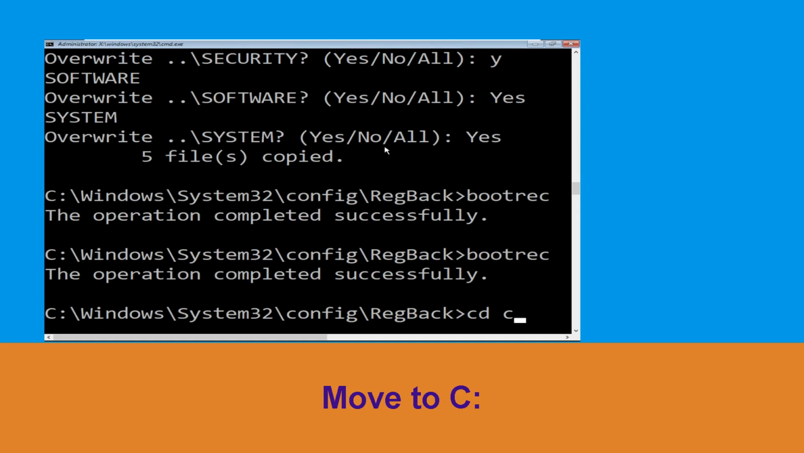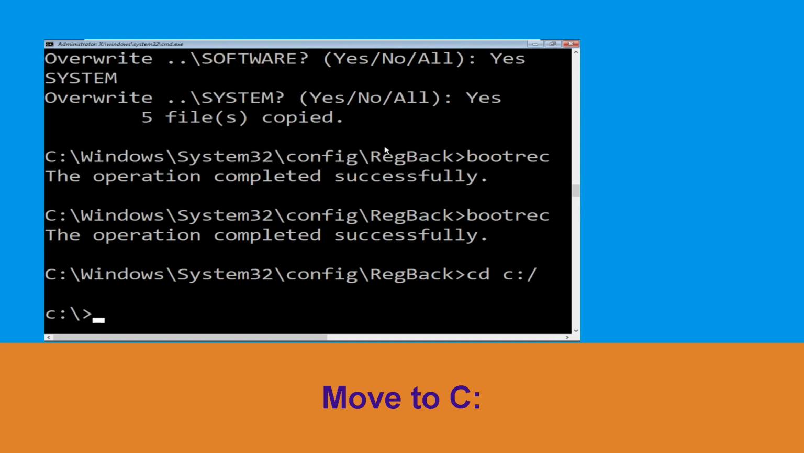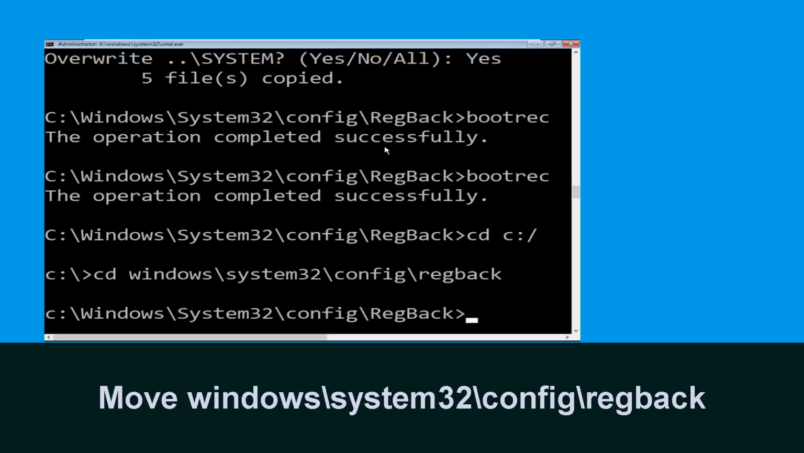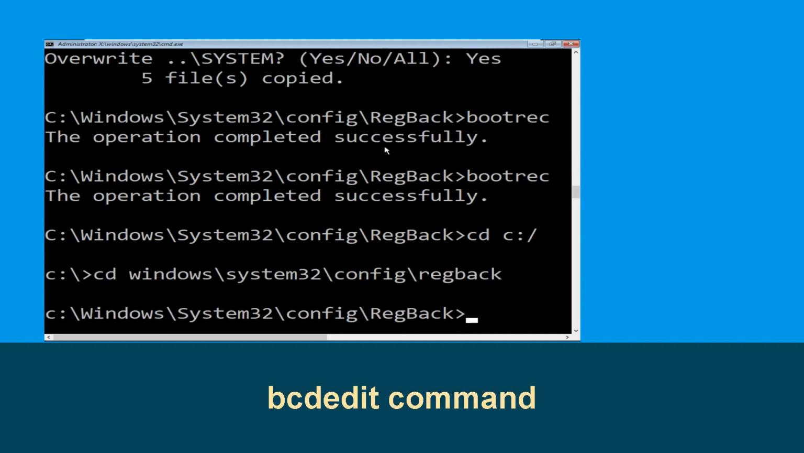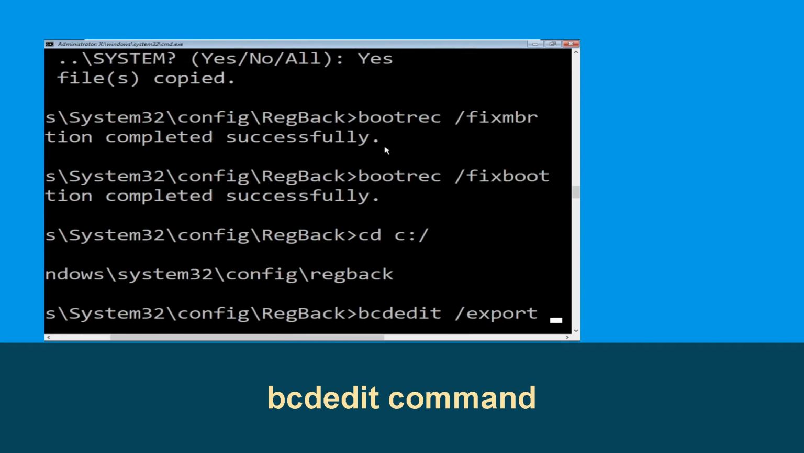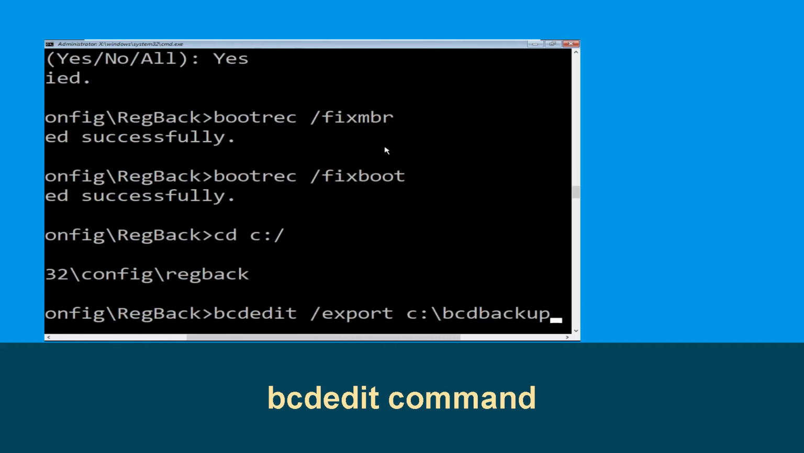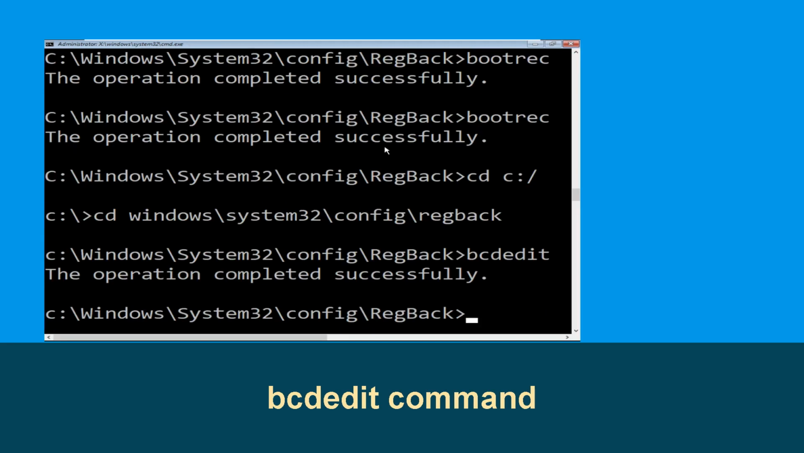Type cd space c: / and hit enter. Now execute this command. Type cd space windows /system32 /config /regback, then simply hit enter to execute this command. Now type this command bcdedit space /export space c: /bcdbackup, then hit enter.